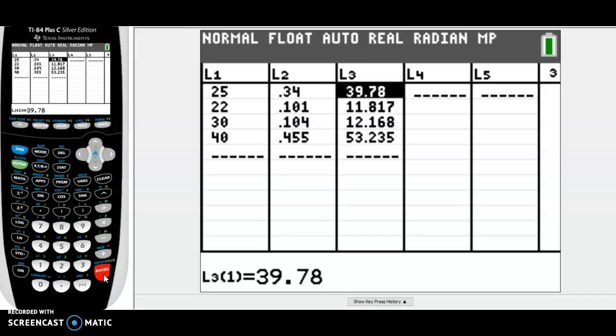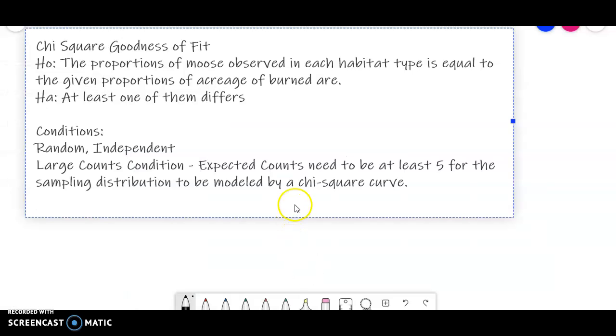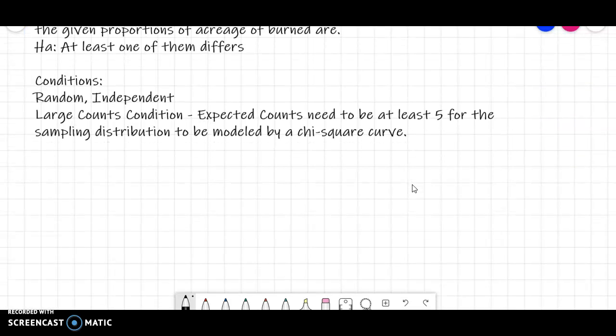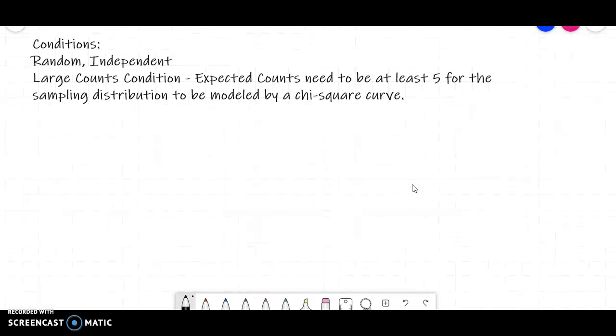All of my expected counts are at least 5. I need to show this on my paper. My expected counts need to be at least 5. And so this typically is done just by listing them with where the observed counts fall. For the sake of space and time, we're going to jump to the do step and look at the formula.